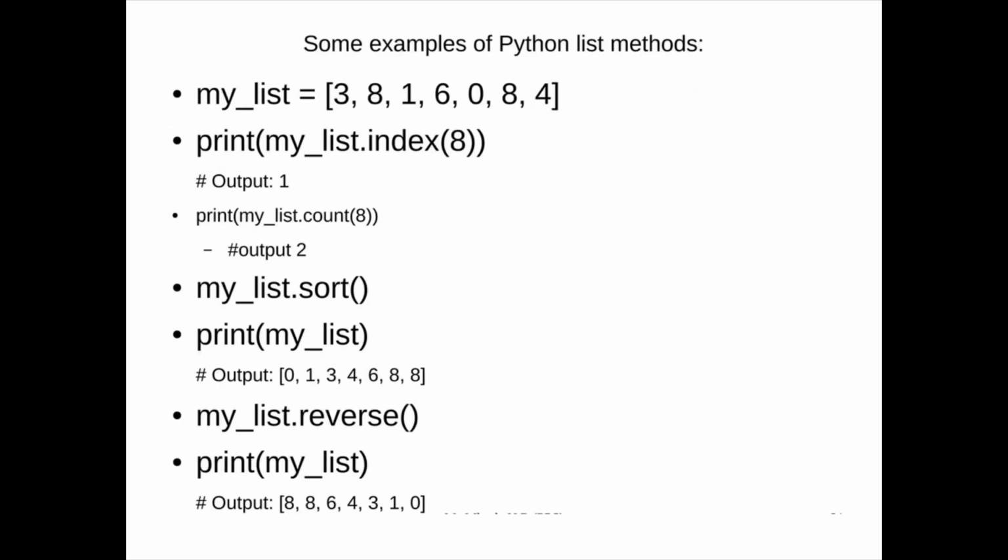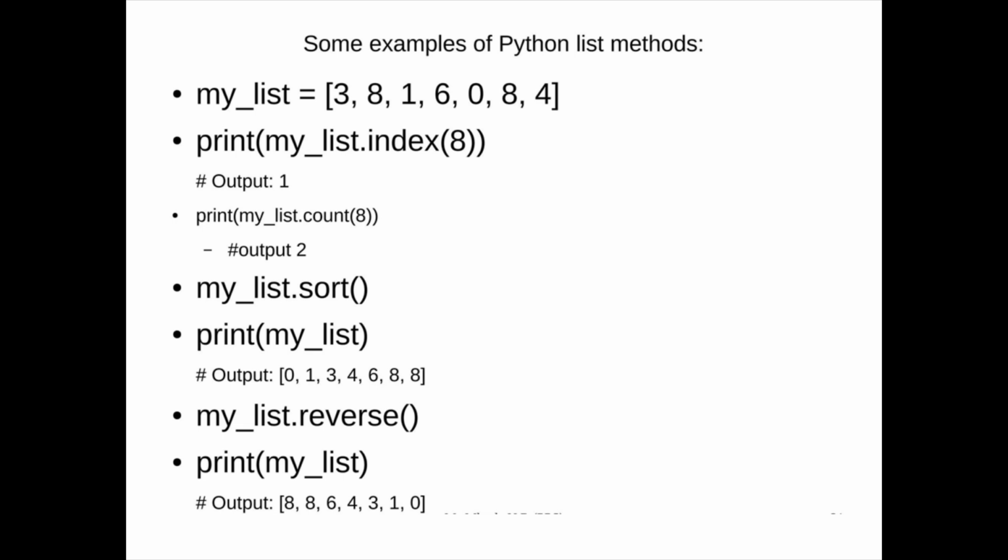Some examples of Python list methods. My list is 3, 8, 1, 6, 0, 8, 4, and it should be assigned to the list. Here, print of my list dot index of 8. So the output is displayed as 1.